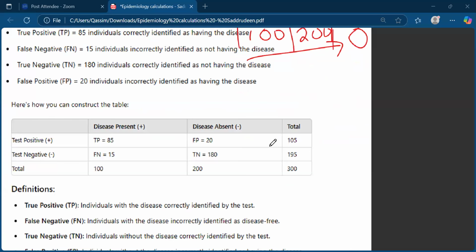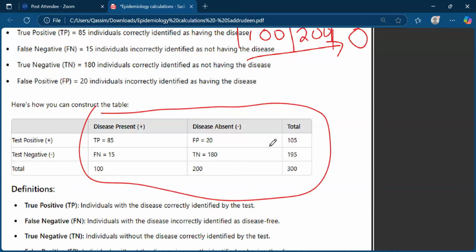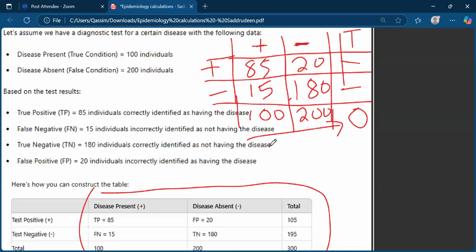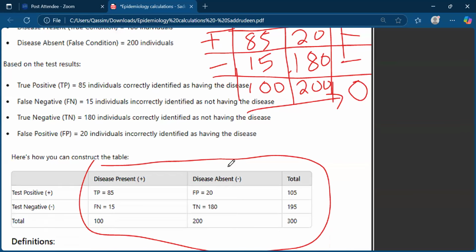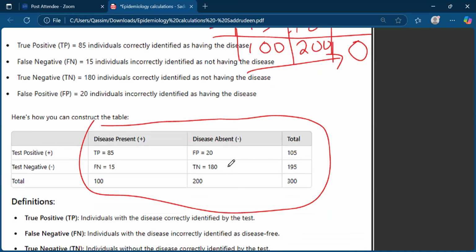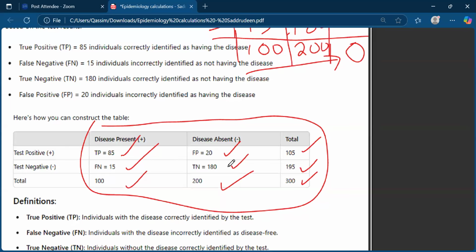Okay. Basically, have you understood how this table has come about? I don't know if you can see my screen. So it means we got our 85, we got our 15, we got our total, we got 20, 180, 200, then we added across. This one we got 105, 195, 300. It's very critical you know how to.